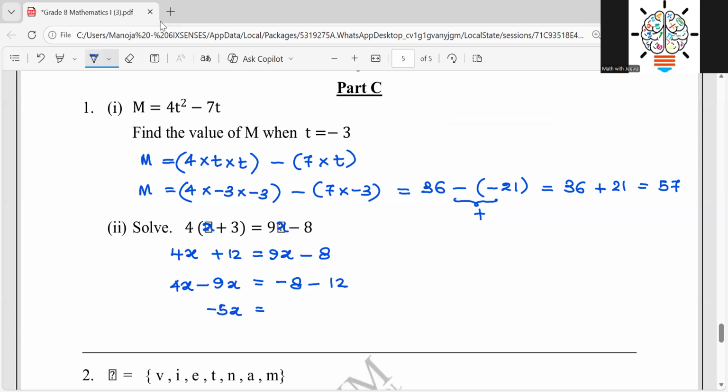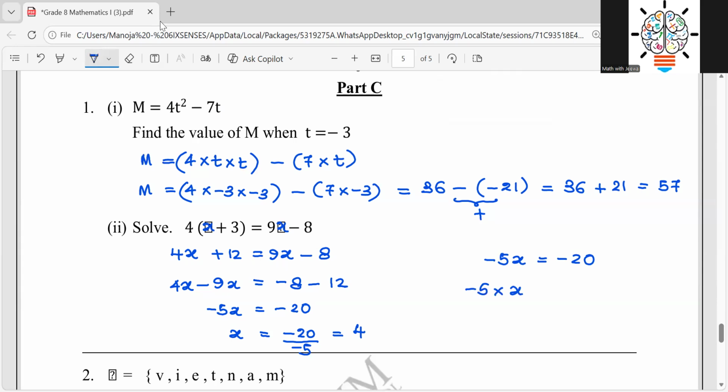And then the 8 and 12, it is -20. Then the x is equal to -20 divided by -5. The answer is +4, right? So it is +4. And then the 9 times 4, 36 minus 8, 28. Yes, correct. Children, you should know that the -5x equal to -20.